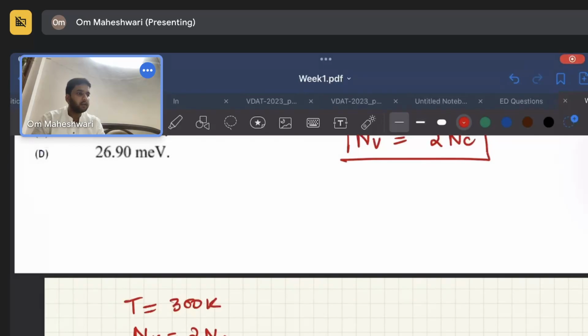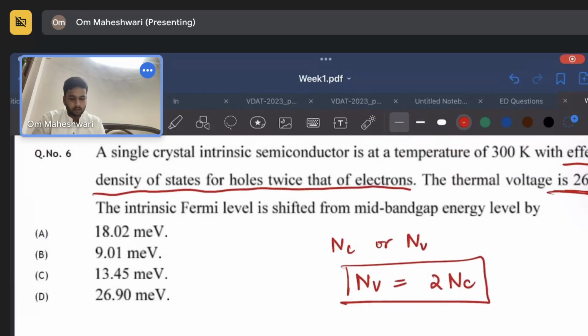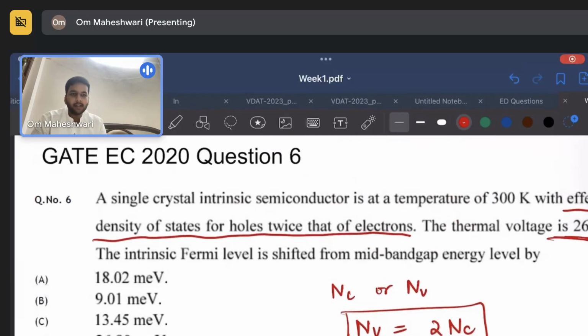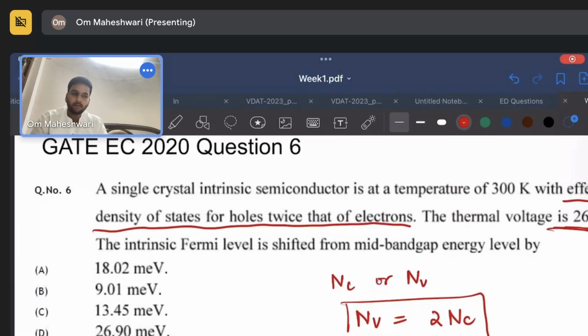How do you solve it? Can anyone first try it, then I'll solve it. I want you guys to first try it. It's a simple question, and one of the formulas that we used will be used here.